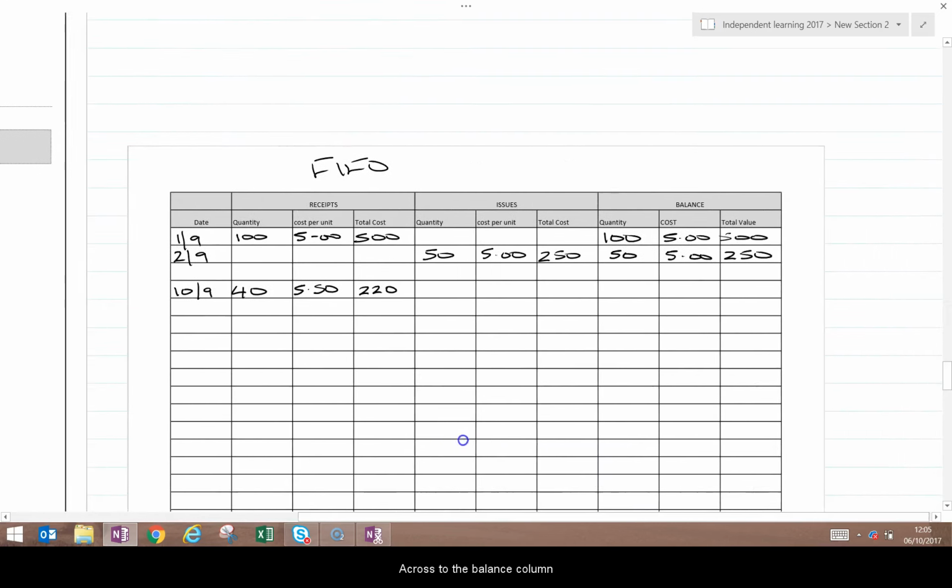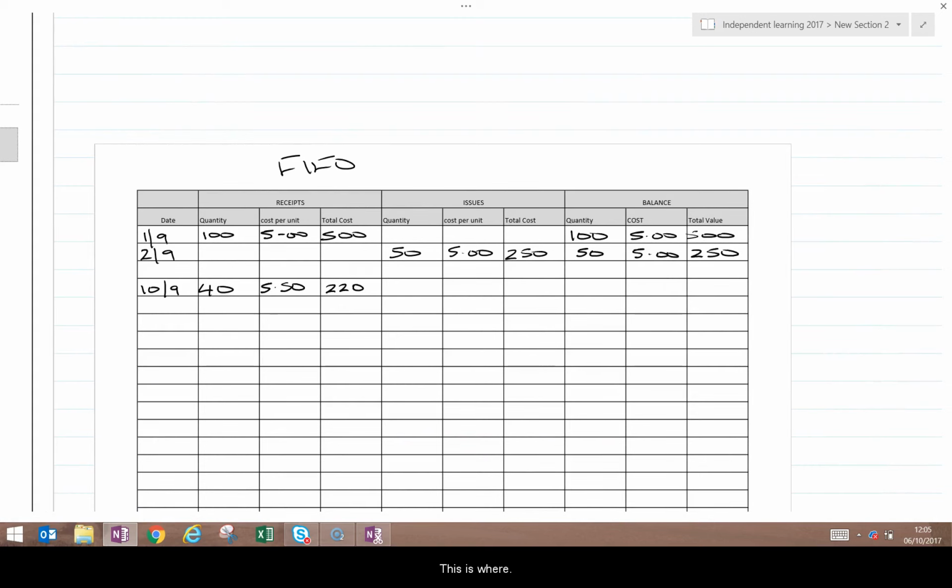So across to our balance column. Now this is where it gets just a little bit more complicated, because what I suggest that you do is get used to rewriting what you've already got in the balance column and then adding the new receipt to it. So what we know is at the moment we have 50 units at £5, which is 250, and we're receiving another 40 at £5.50, which is 220. So in total we have 90 at a value of £470.